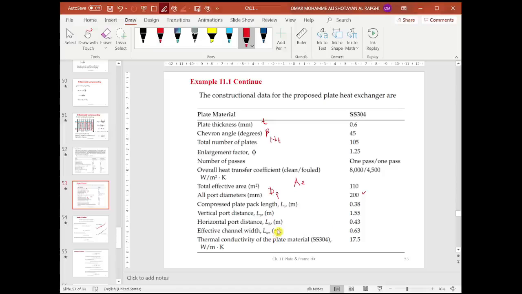LW, which is actually LH plus dB, is going to be 0.63. The thermal conductivity of this steel is 17.5 watt per meter Kelvin.